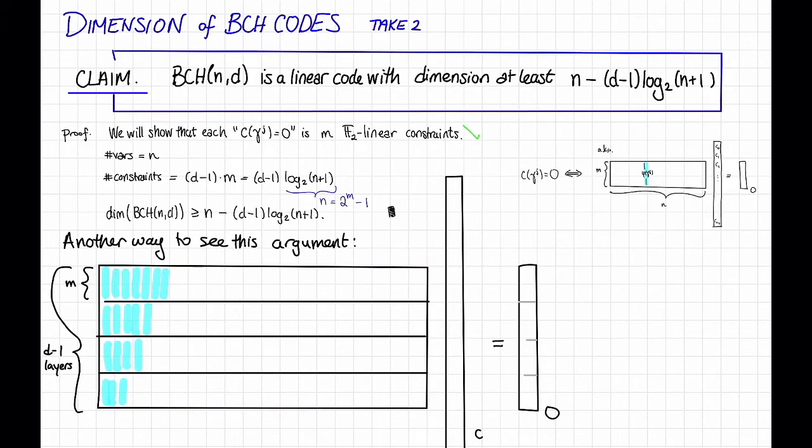And I know that my code lies in the kernel of this matrix. The dimension of the kernel of this matrix can be no more than number of columns minus number of rows. That's n minus d-1 times m, and that's exactly the argument that we said here. So again, this is exactly the same argument, just a matrix way of looking at it.